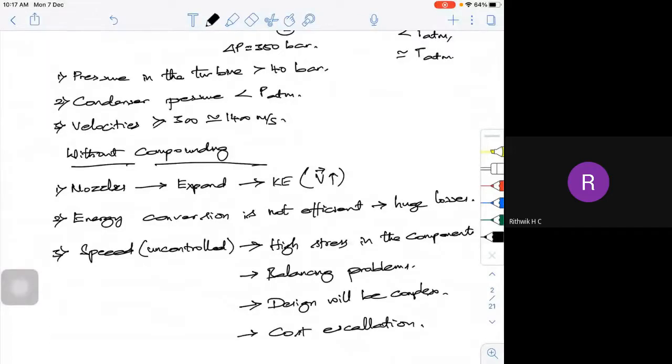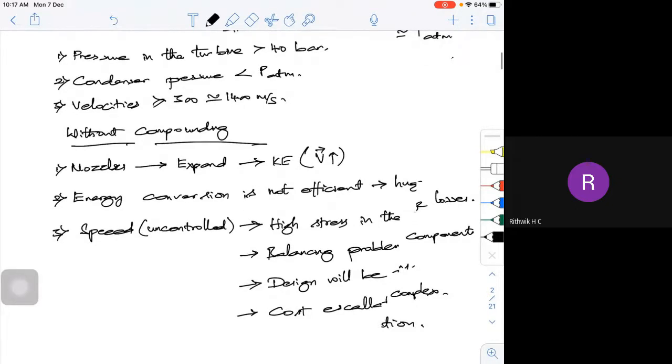Because of all this uncontrolled speed, uncontrolled velocities, or uncontrolled delta P, pressure difference, all these things will lead to the need for compounding. Without compounding, these things are going to happen if you don't compound, or if you don't go for staging. To be very precise, this is called staging. If you don't go for staging, these things are going to happen.